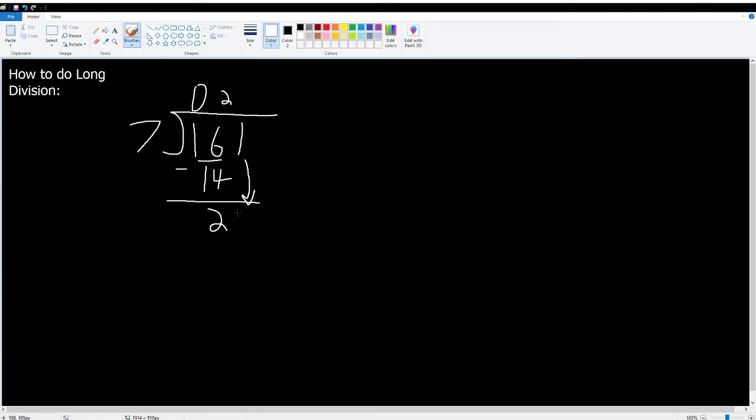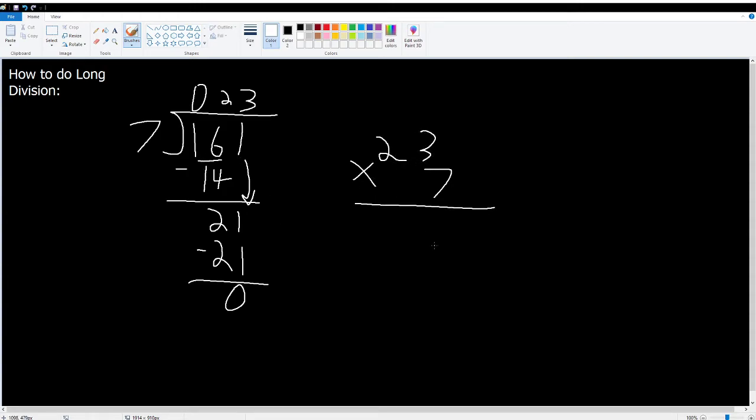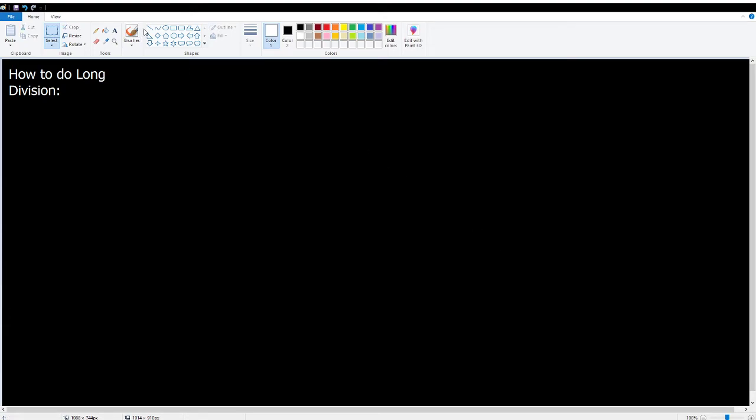Pull down the 1. Remember, every time you get the difference, you pull down the next number if there is one. 7 goes in 21 3 times. So I do minus 21. And I get 0. So 7 times 23 should be 161. All right, so let's see. 7 times 3 is 21. 7 times 20 is 140. If I add these guys together, I get 161. Okay? That's for 161 divided by 7.